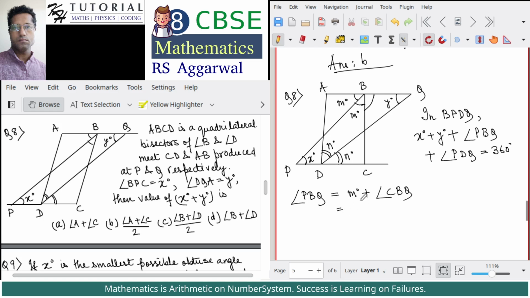Now what is angle CBQ? We can say angle CBQ is 180 degree minus twice m degree. Angle B of the quadrilateral ABCD is nothing but twice m degree. So CBQ is equal to 180 degree minus twice m degree. So PBQ is equal to 180 degree minus m degree. Okay, PBQ. And similarly, what is angle PDQ?